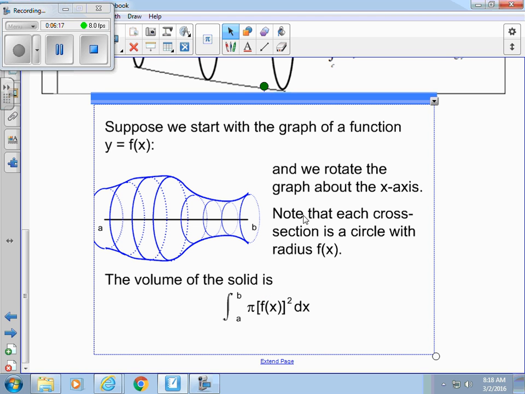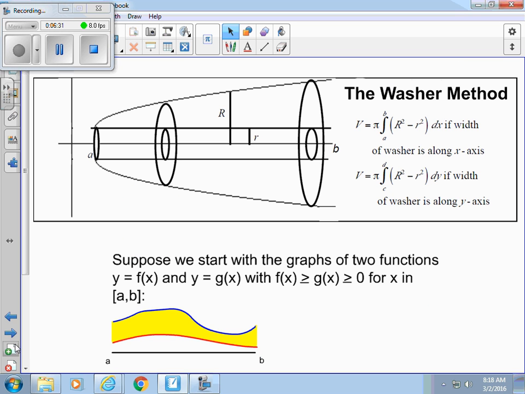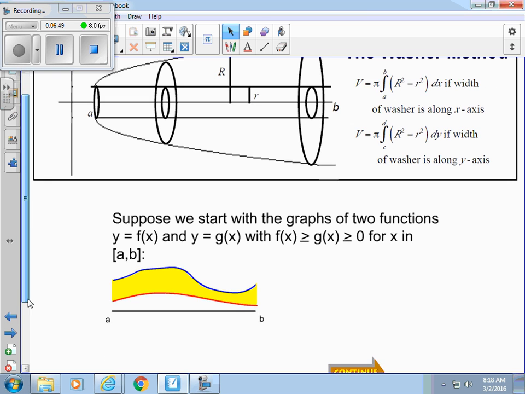A lot of people find disks easier than yesterday, and that's why a lot of people teach them first. Because you're going to do the same function every time. Pi r squared will be the function. You don't have to think about what the function is. The next thing we're going to look at is called the washer method. Sometimes there are figures that we rotate that leave a gap in between them and the x-axis.